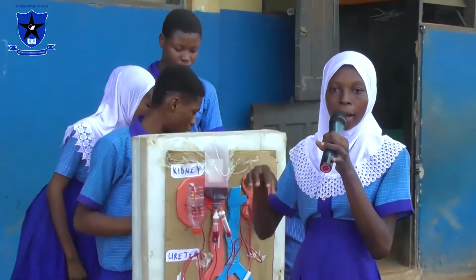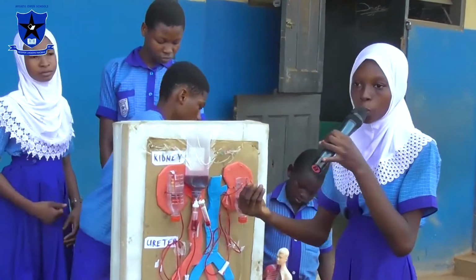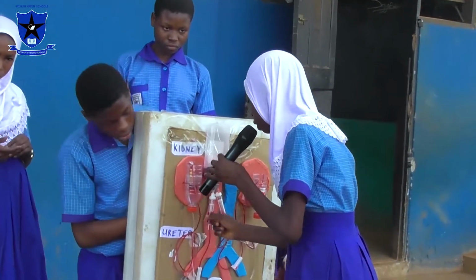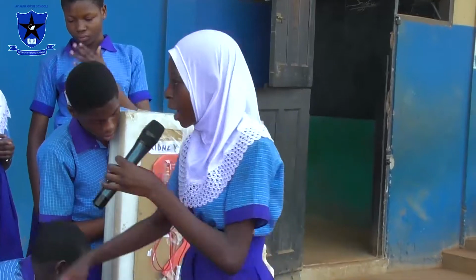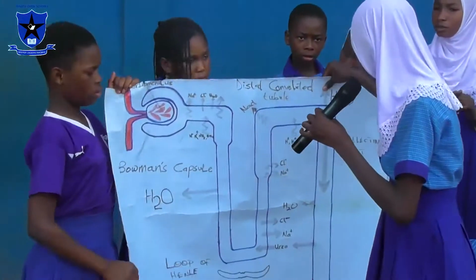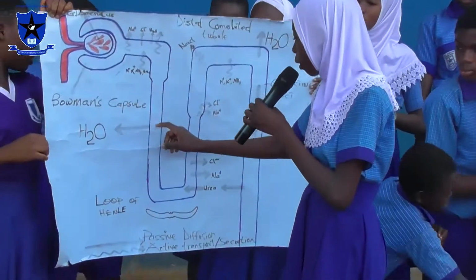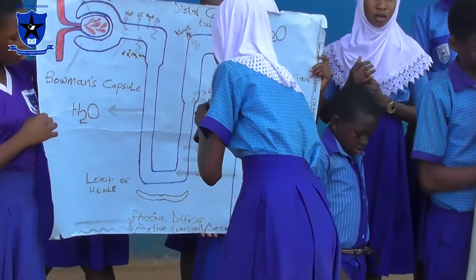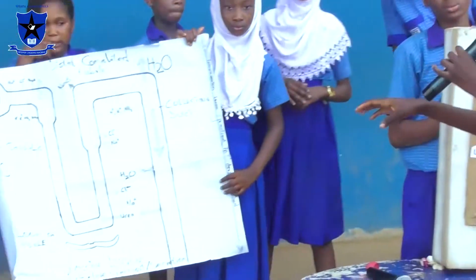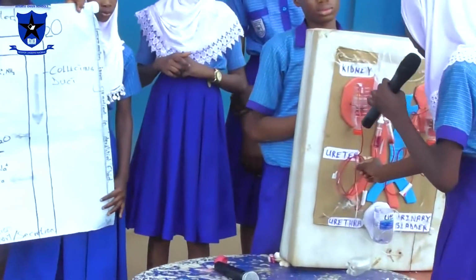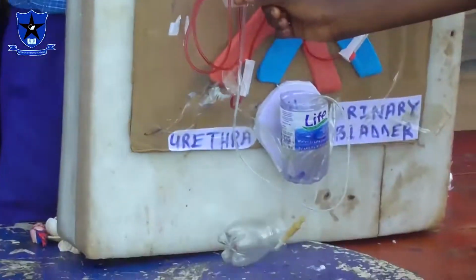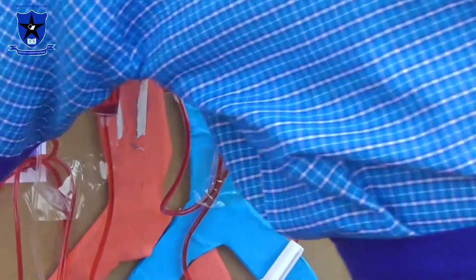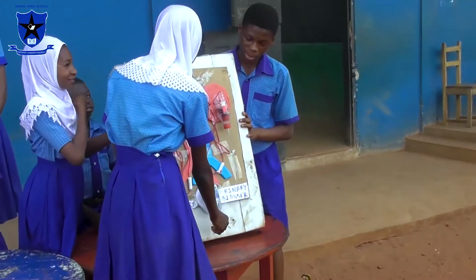Now the water will become urine. It will pass through the proximal convoluted tubule, loop of Henle, the distal convoluted tubule, and then the collecting duct. It passes through all these tubes here. Now it passes through the ureter. The urine then passes through the ureter.